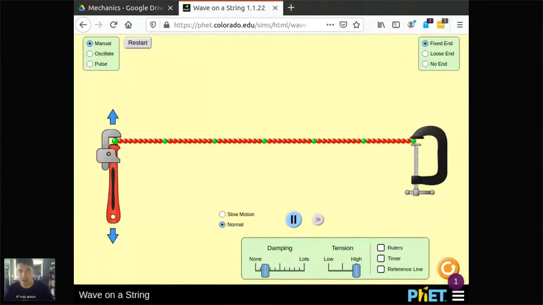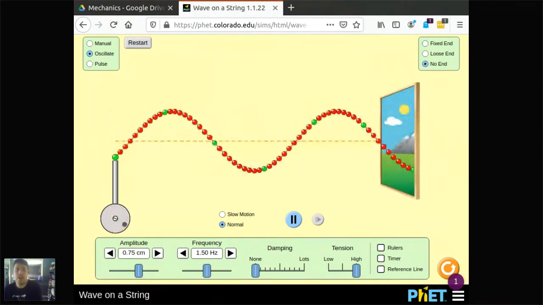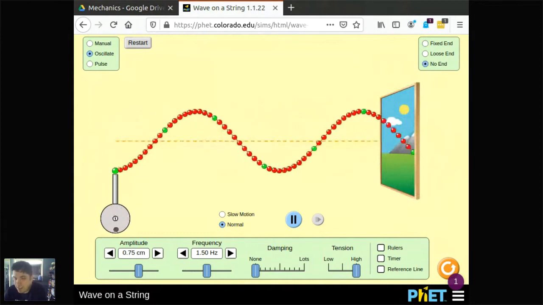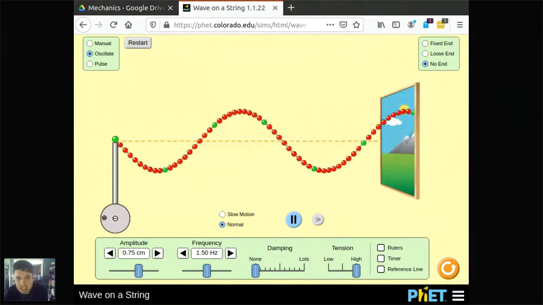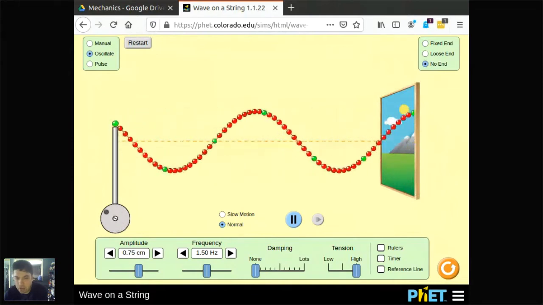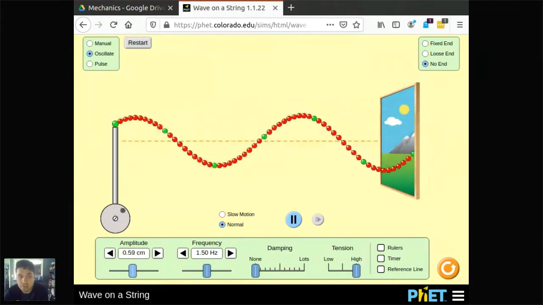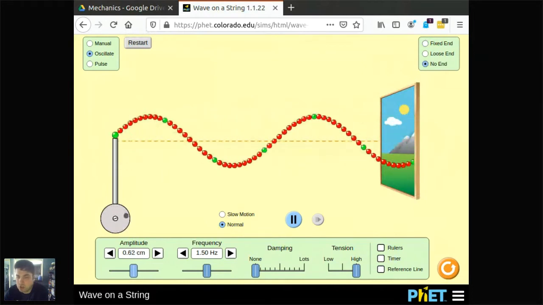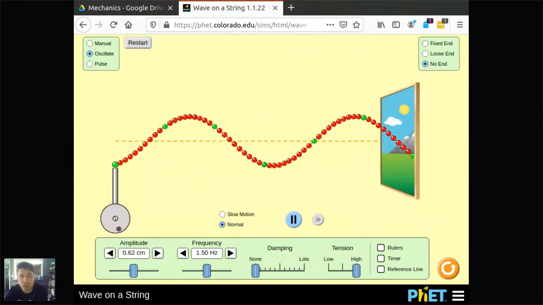Hey, there we go. All right, so let me start making some transverse waves here. This is PhET simulations. I will put a link to this in the slide somewhere, but if you just Google PhET, it basically takes you to this little simulation. There are ones for all sorts of stuff on here, a lot for waves, which is really good.